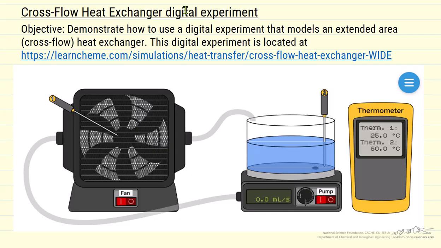I'll briefly demonstrate how to use a digital experiment that models a cross flow or an extended area heat exchanger. This is in some ways similar to a car radiator in that water is flowing through thin tubes which have attached fins. In this case, we're going to measure the temperature of the air before and after flowing across the fins, across the exchanger. We'll also measure the temperature of the water in the tank.